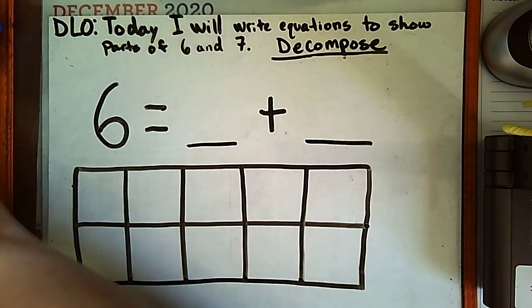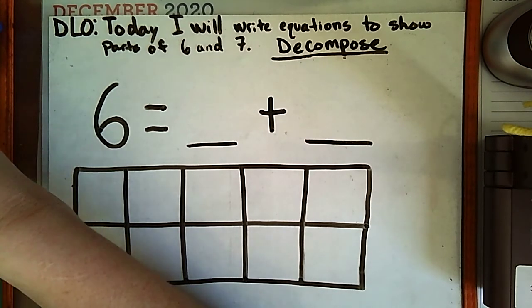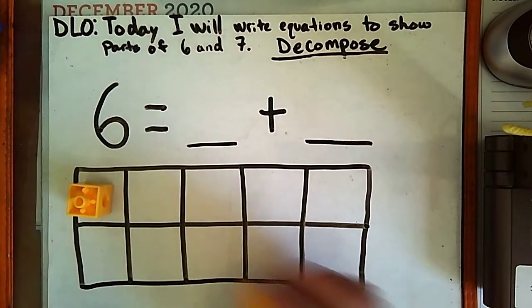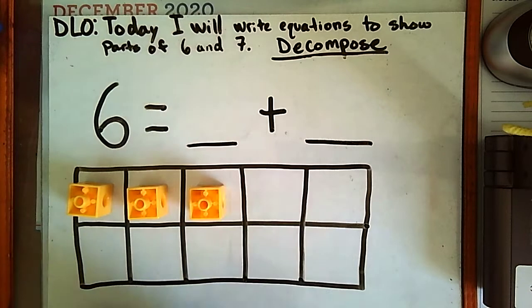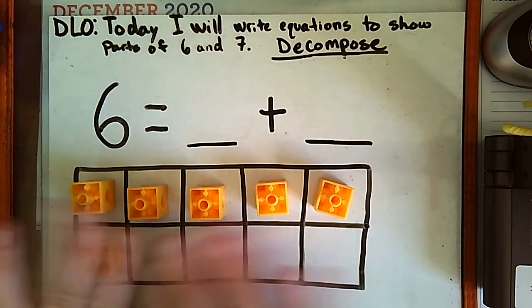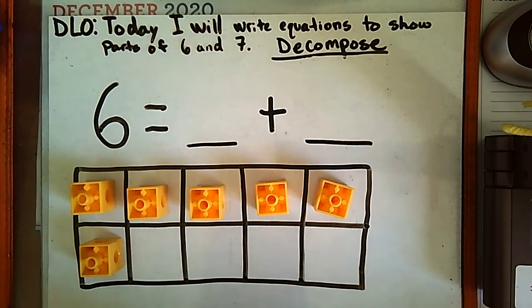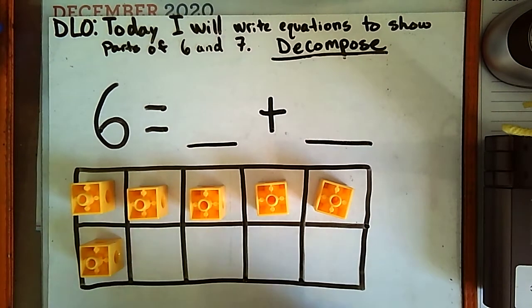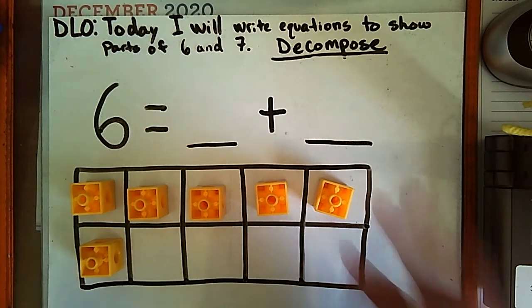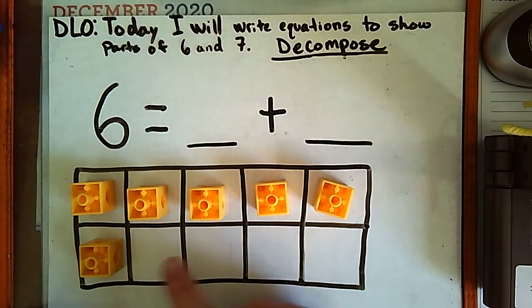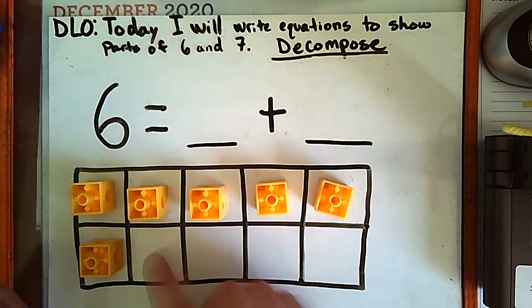Go ahead and get 6 cubes out and put them on the little 10 frame that you drew. 1, 2, 3, 4, 5, 6. So I'm just using one color right now just to show. If I wanted to break it up, I would have 2 different parts. So when we subtract, we start at the end, and I think I'm going to do that right now. I'm going to just take apart this 6.